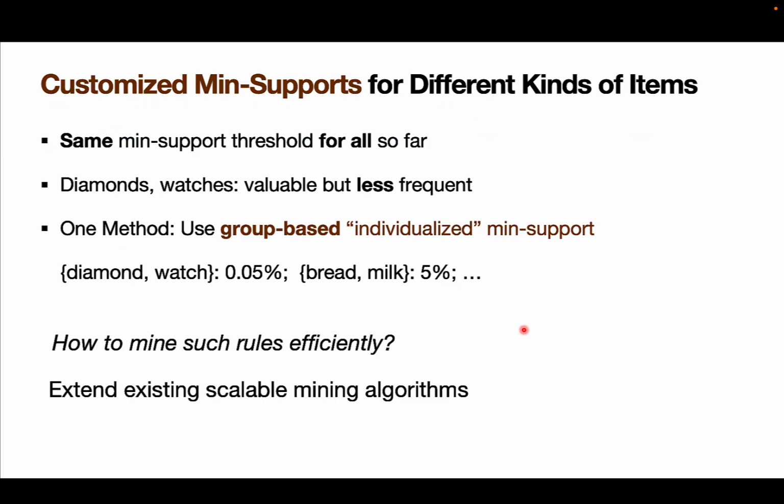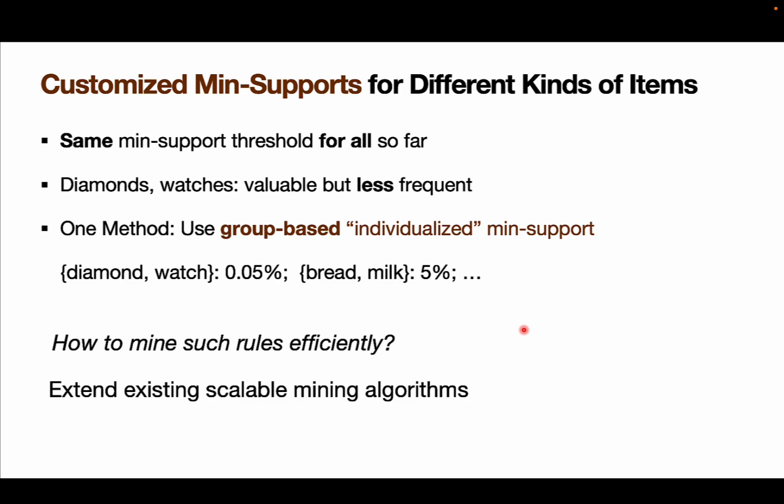Up to this point, we assumed a single minimum support threshold for all items, which in practice doesn't make much sense. Think about big stores. They sell bread and milk, but they may also sell watches and diamonds. So setting minimum support to 5% will for sure capture bread and milk patterns, but will miss out on these rare patterns like the watches and diamonds.